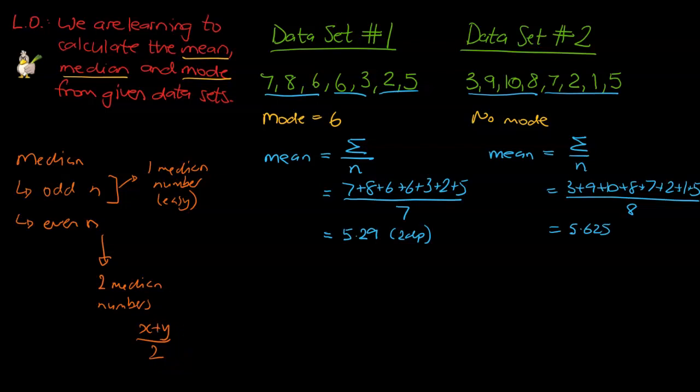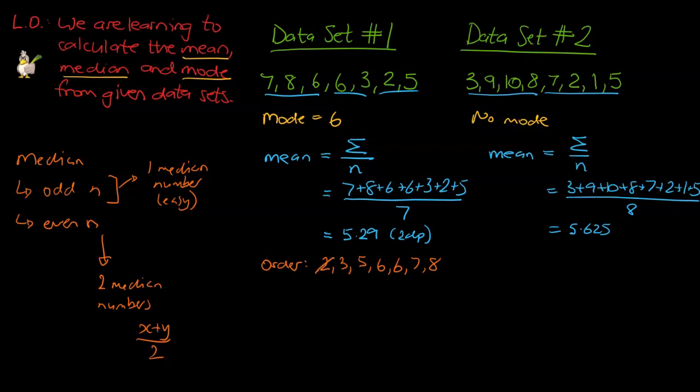So let's look into the two data sets that we have. So we've got 7 bits of data here. So this one's going to be a nice example. But before we do that, we've got to order the data. So let's order it from smallest to largest. So we had 2, 3, 5, 6, 6, 7, and 8. So there's all the bits of data. And I now encourage us to find the median.